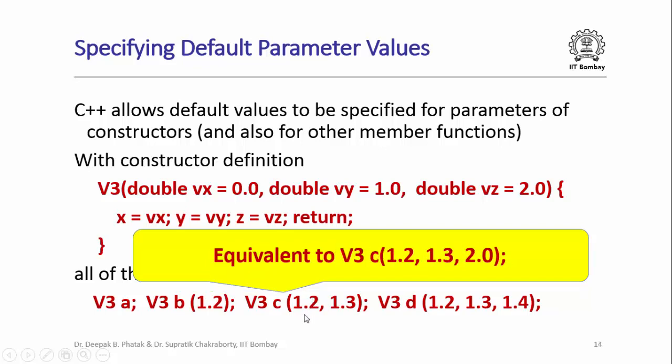In the third case, I have specified values of two parameters, so these two parameters will get their values directly, while the third parameter will get its default value 2.0. And in the final case, of course, I have specified the values of all three parameters. So all the three parameters will get their values directly from the parameters passed in this constructor invocation.